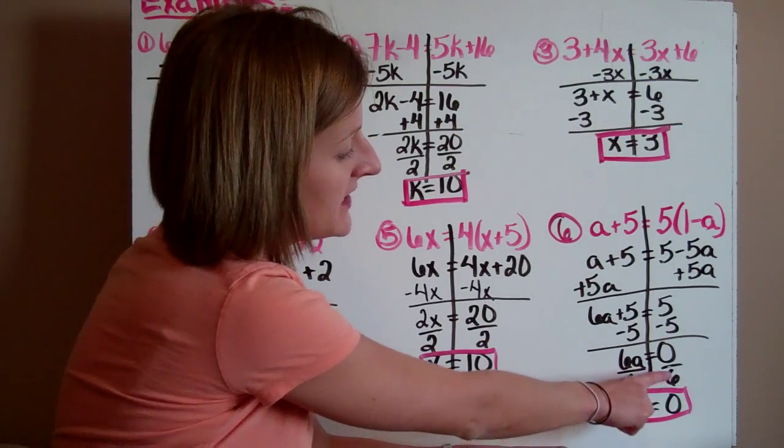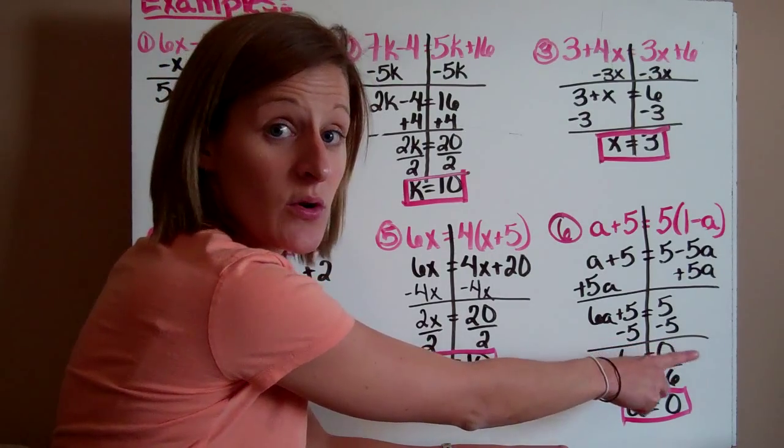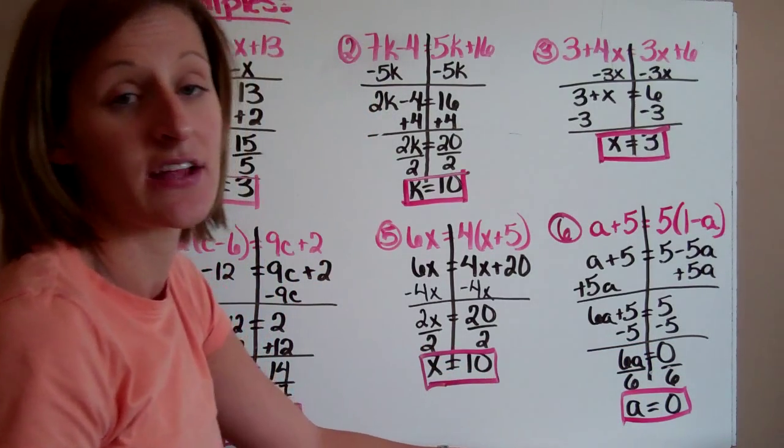Now I need to divide each side by 6. And you know 0 divided by 6 is 0. So my answer is just 0.